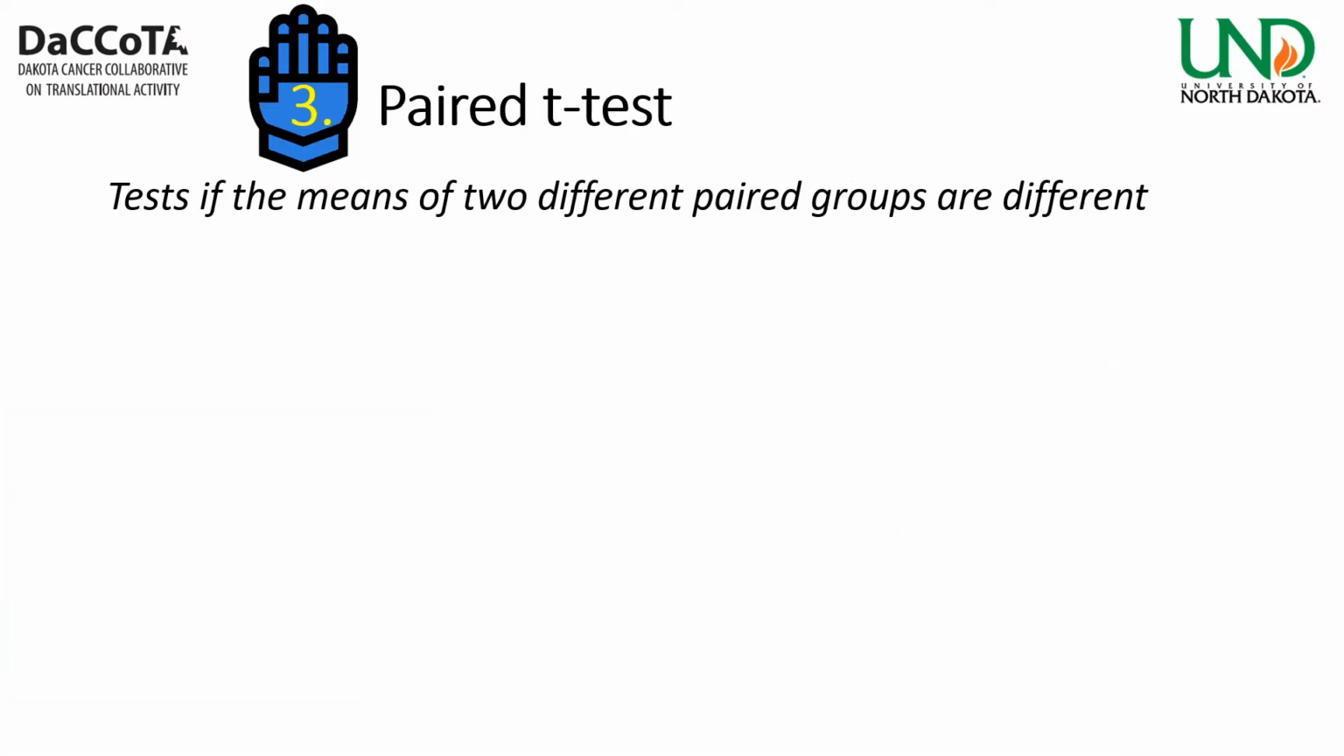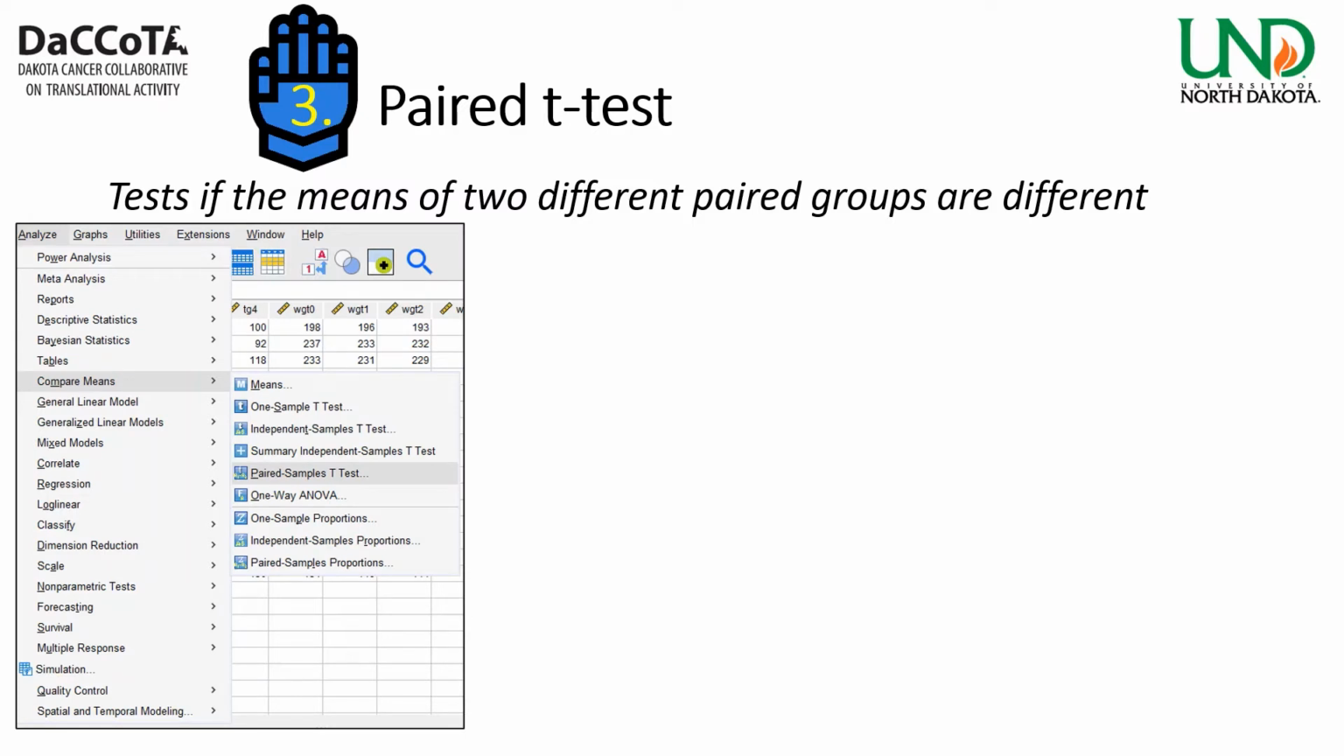We have now come to our third and final t-test, the paired t-test. It tests if the means of two different paired groups are different. So unlike the two-sample t-tests, which were independent samples, these are paired samples. They have some relationship, often a before and after relationship of the same individual, different observations across time. So to do this in SPSS, Analyze, Compare Means, and Paired Samples t-test.